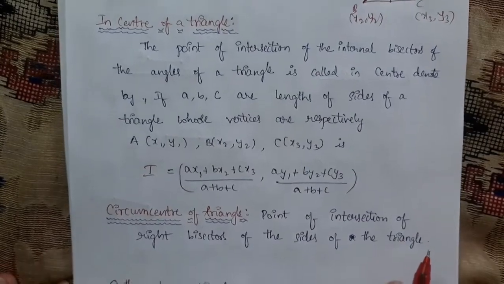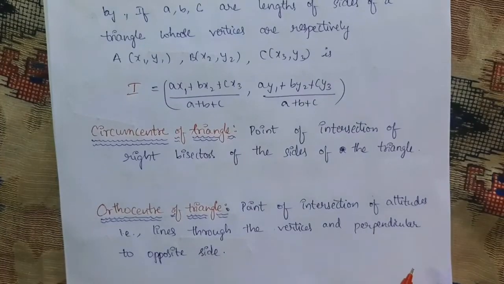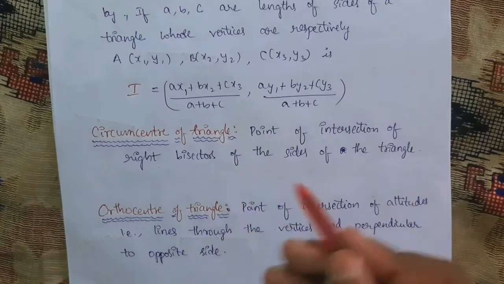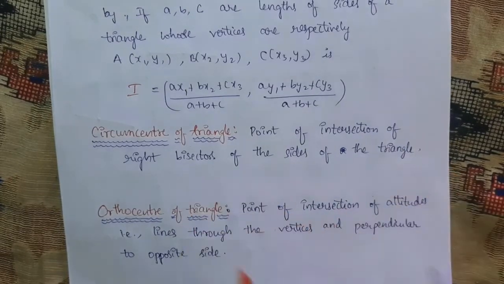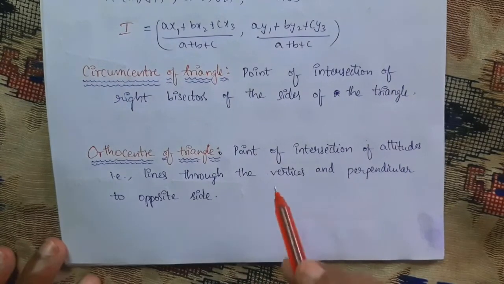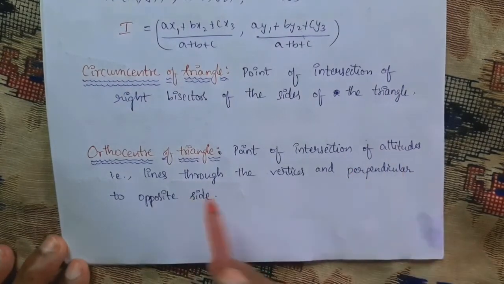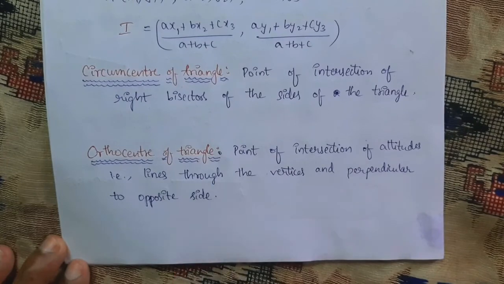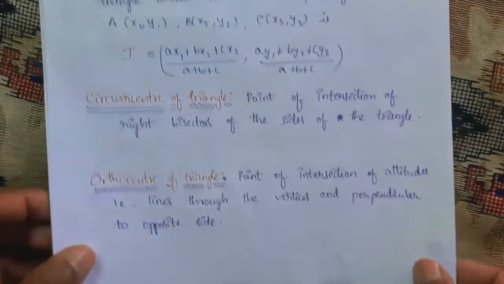Next, circumcenter of a triangle. The point of intersection of the right bisectors of the sides of a triangle is called the circumcenter of a triangle. Next, orthocenter. The point of intersection of altitudes, lines through the vertices and perpendicular to the opposite sides. So that point will be considered as the orthocenter of a triangle.